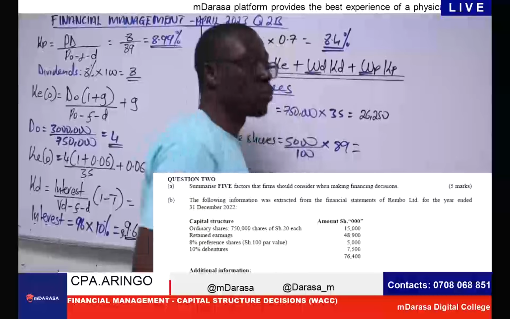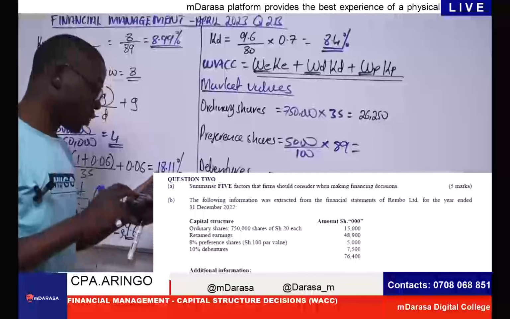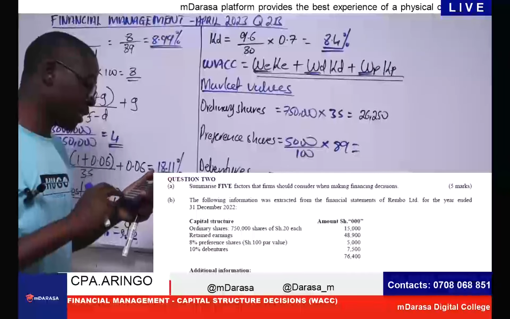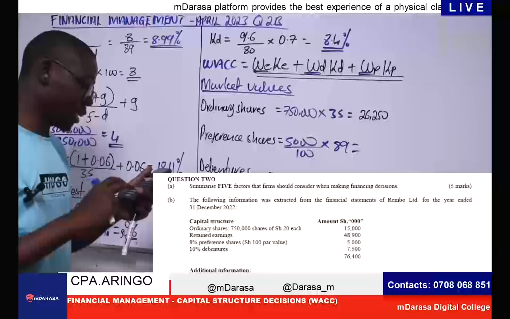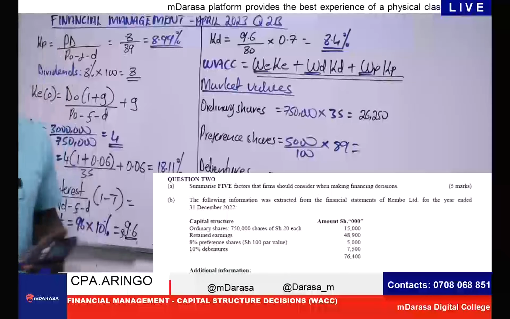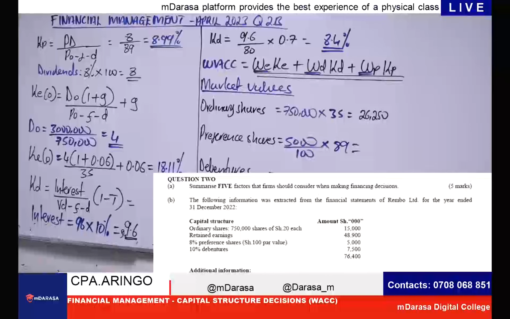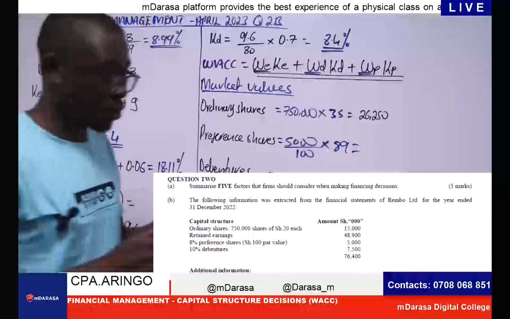That is what we can be guaranteed. So 5,000, of course, divided by 100 times 89. In this case, Mwalimu is getting 4,450. You can confirm on your end if we are arriving at the same values. So I'm having 4,450. Just confirm on your end.